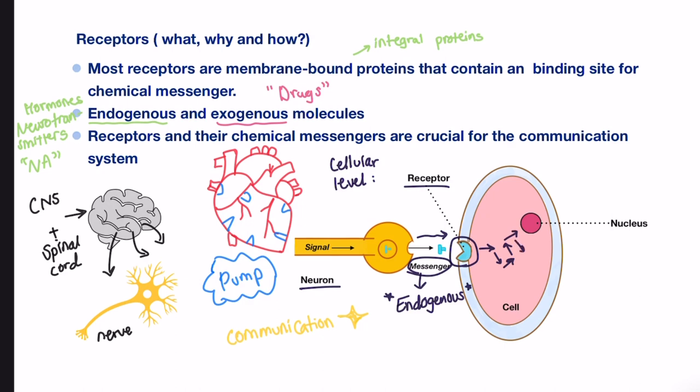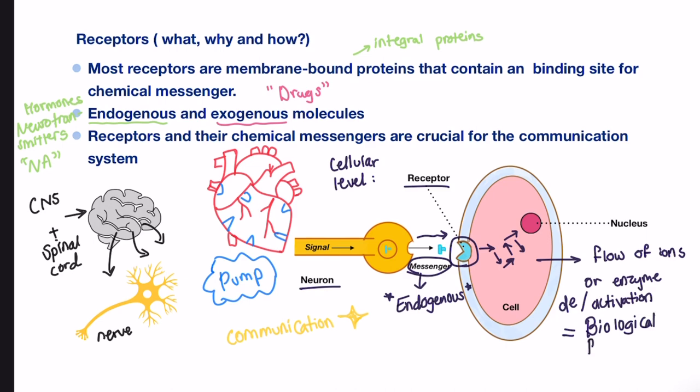This binding leads to a cascade of secondary effects, which results in either a flow of ions across the membrane or activating or deactivating an enzyme. Inside the target cell, a biological response is produced thereafter. If, for example, we are talking about the heart again, then the biological response might be the contraction of the muscle cell in a coordinated manner.